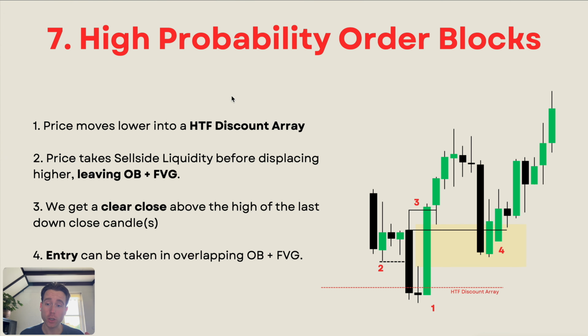And to build on this knowledge, here is how you can spot high probability order blocks. If you want to spot high probability order blocks in this bullish example, just look at four rules. First rule is price moves lower into a higher time frame discount array.